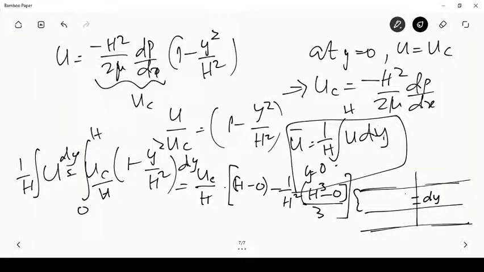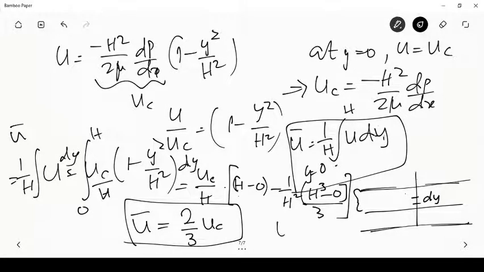So if I look at this, there is an h here and an h by 3 here, so it's h minus h by 3, which is 2h by 3, and the h would get cancelled, so you get 2 by 3 uc. So you get u bar is 2 by 3 times uc, or uc is 3 by 2 u bar.